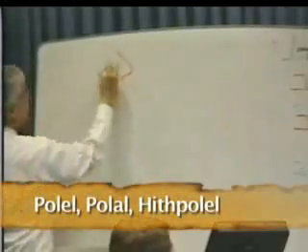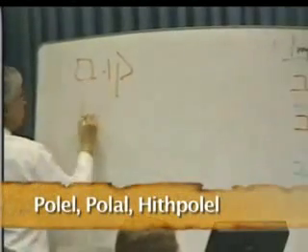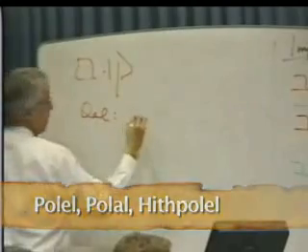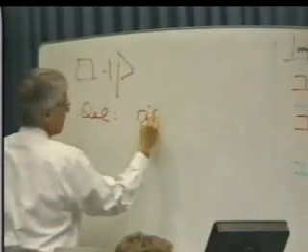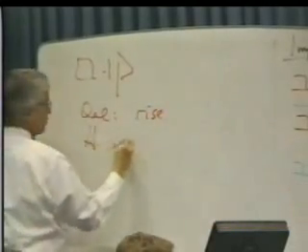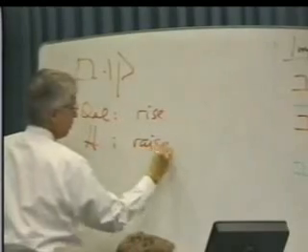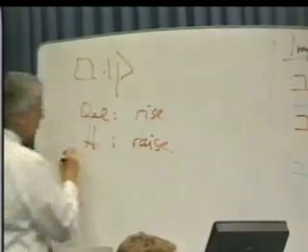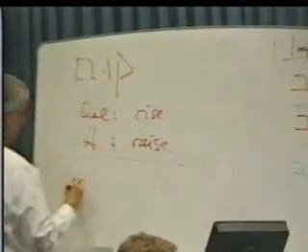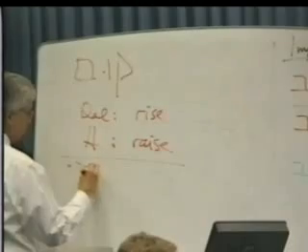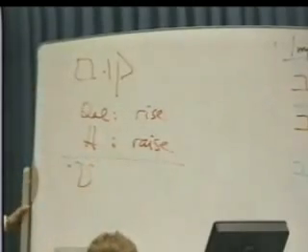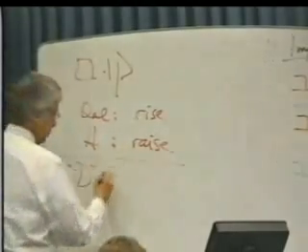Remember our hollow root kum. Kum in the Qal means what? To rise. In the Hithpolel, it means to raise or cause to rise. Right? Now, some of these verbs also occur in the D system with a similar transitive meaning, like raise.